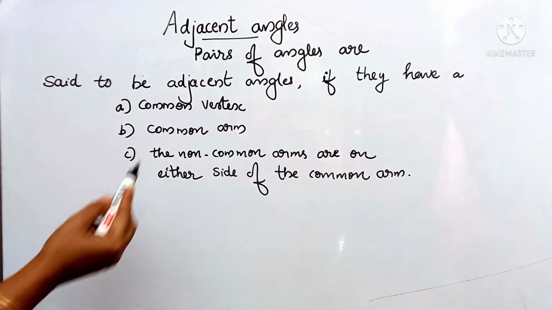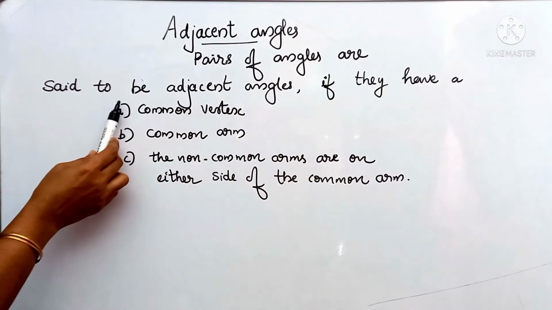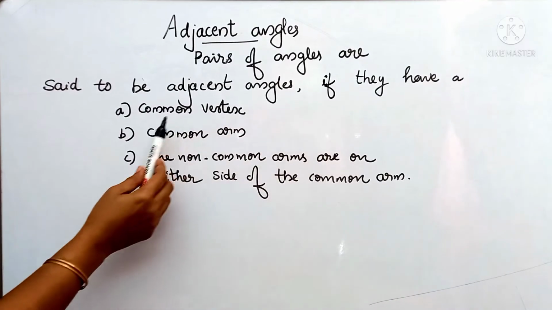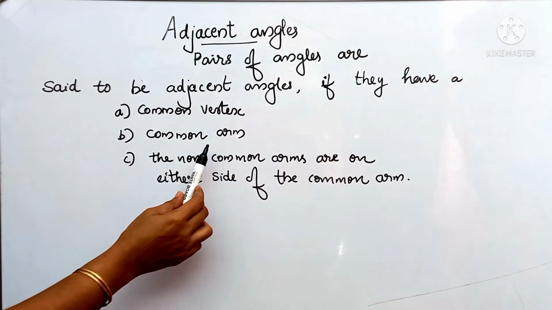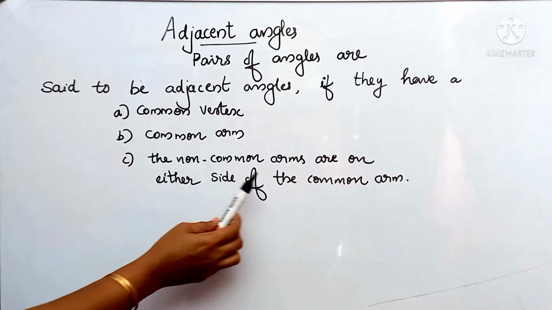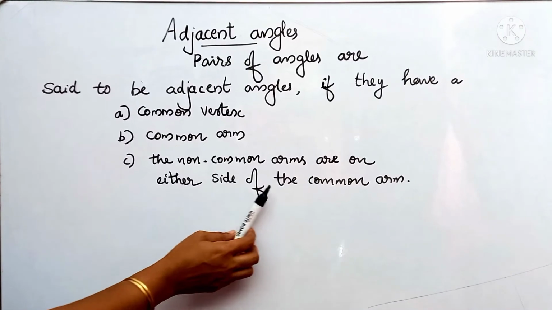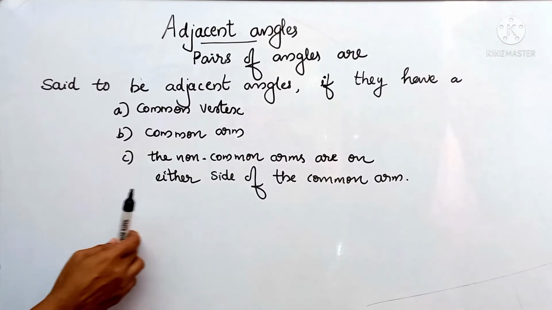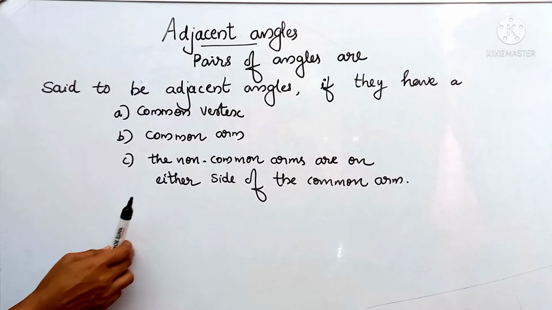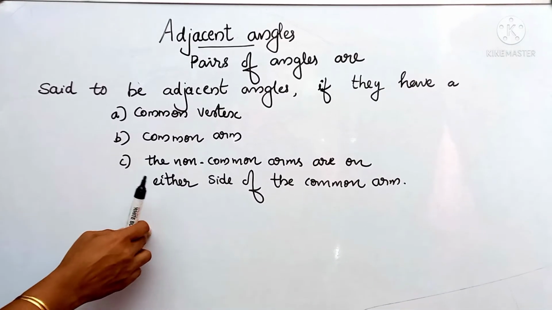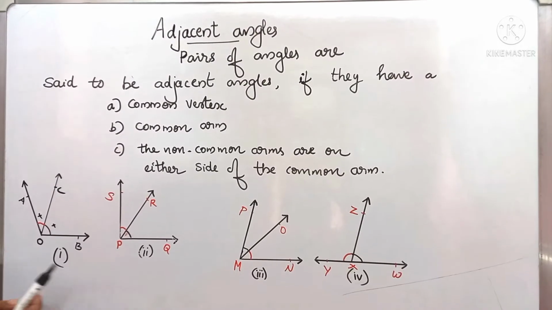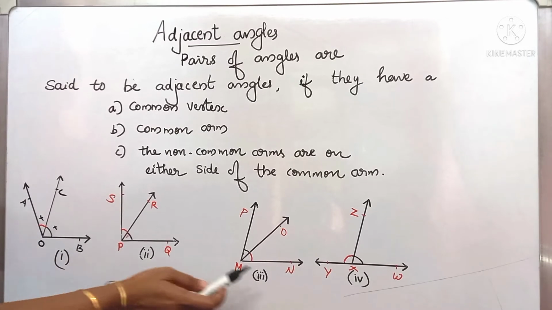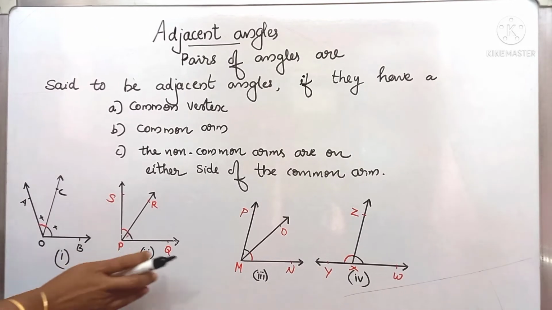We know pairs of angles are said to be adjacent if they have a common vertex, a common arm, and the non-common arms are on either side of the common arm. We can draw some adjacent angles and after that I will explain once again. We can see some angles and these are all examples of adjacent angles.